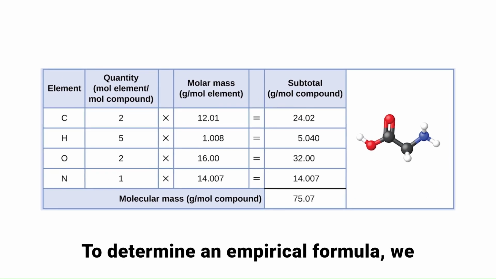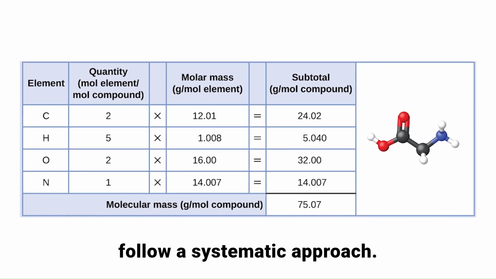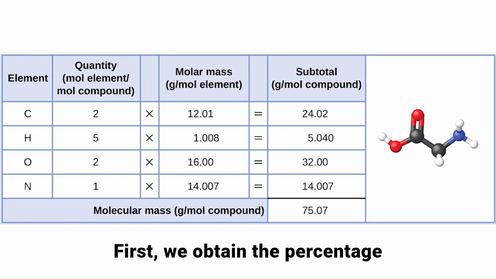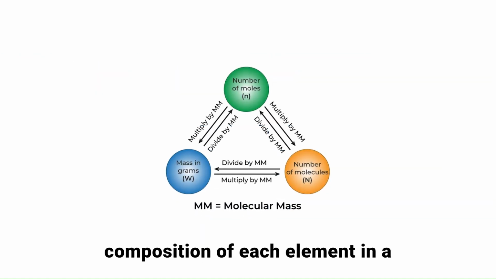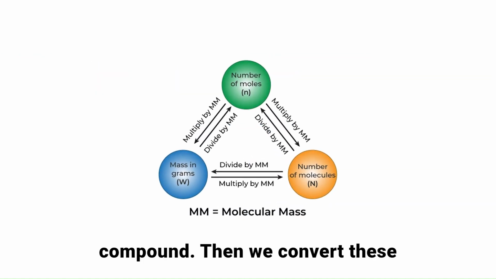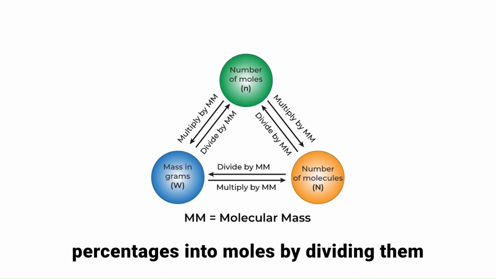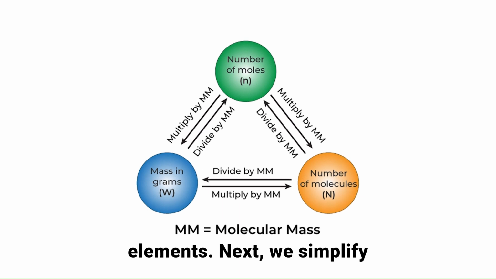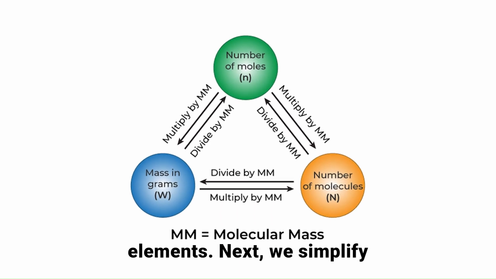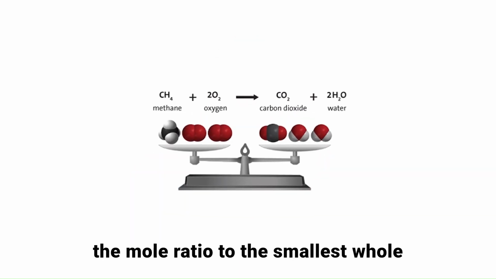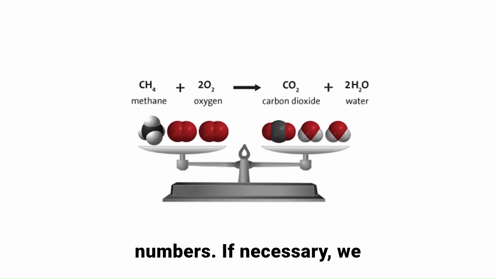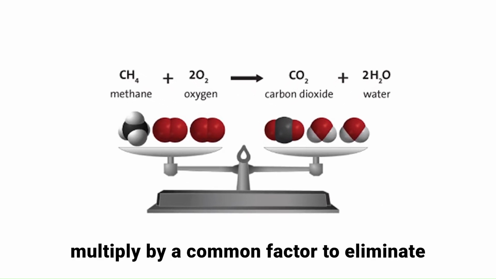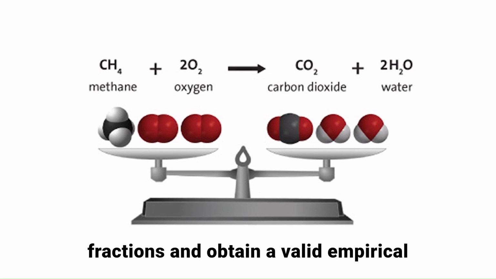To determine an empirical formula, we follow a systematic approach. First, we obtain the percentage composition of each element in a compound. Then, we convert these percentages into moles by dividing them by the atomic masses of the respective elements. Next, we simplify the mole ratio to the smallest whole numbers. If necessary, we multiply by a common factor to eliminate fractions and obtain a valid empirical formula.